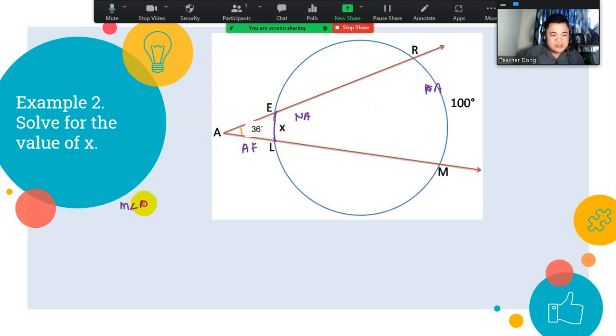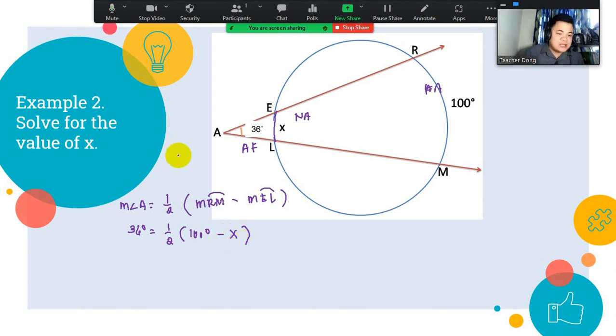The measurement of angle A is equal to 1/2 times the far arc, which is arc RM, minus the near arc, which is arc EL. Then after that, substitute the given values, wherein the measurement of angle A is 36 degrees, equals 1/2 quantity measurement of arc RM, which is 100 degrees, minus measurement of arc EL, or x, the unknown.